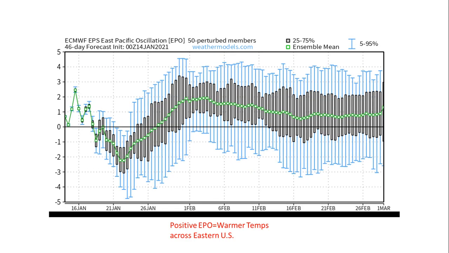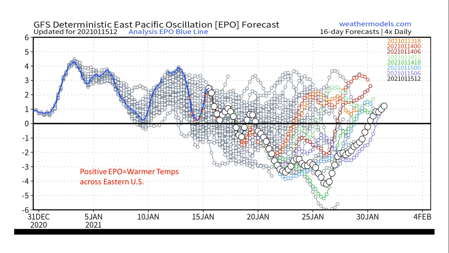Moving on to the European EPS EPO, 50 members, 46-day forecast out through 1 March, showing a positive EPO, becoming negative in late January, and then coming back positive after, it looks like about the 28th of January through 1 March in a positive state. And the GFS deterministic EPO forecast showing, again, kind of a roller coaster here between the 15th and the 20th of January, and then it drops significantly negative after the 20th.